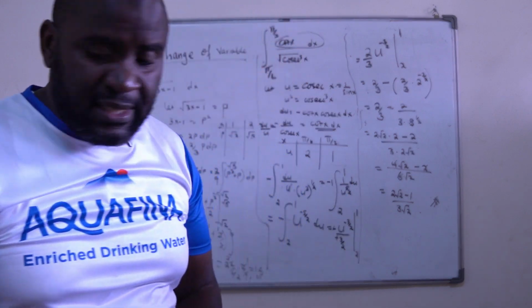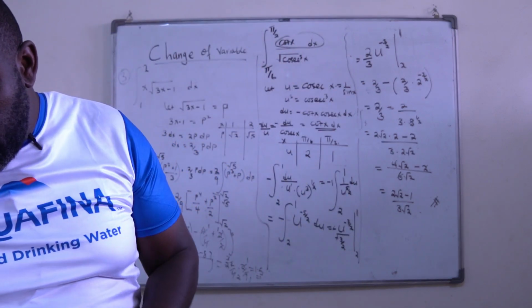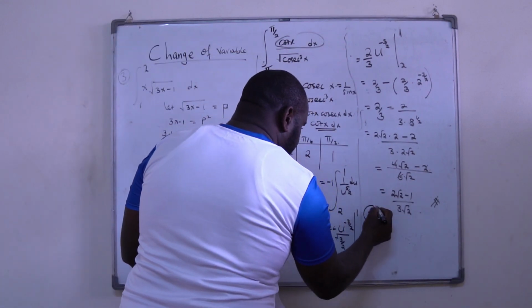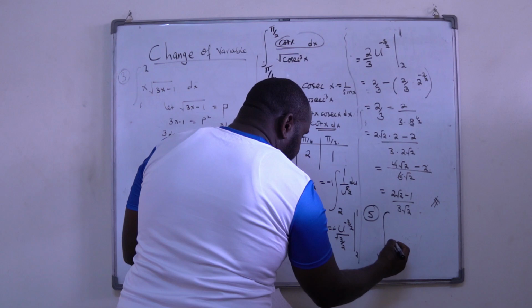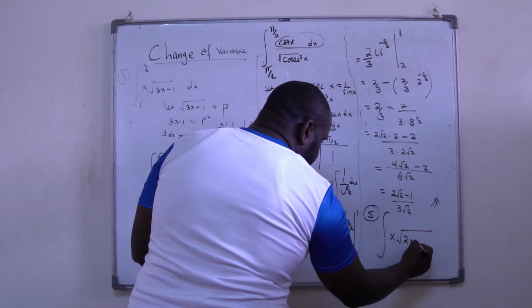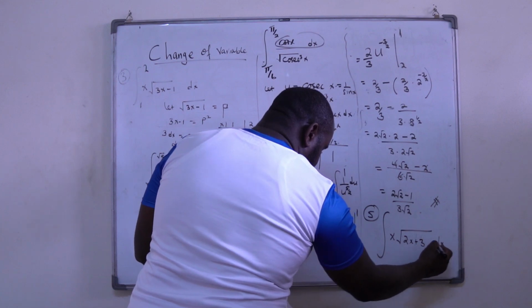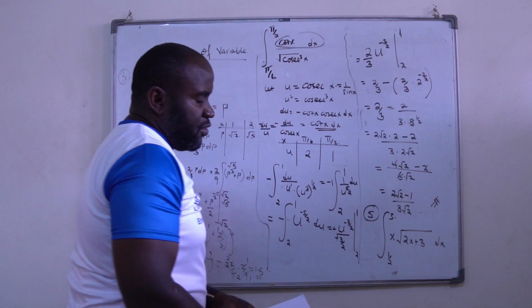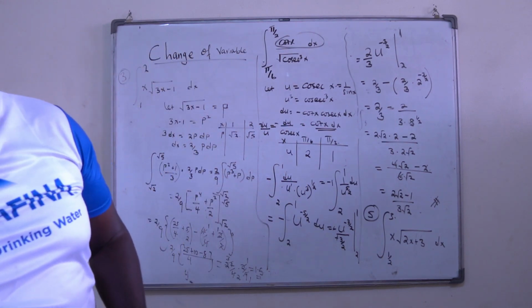And with that illustration, allow me to leave you with one question. Question 5 can be for the learners because of time. Integrate x root of 2x plus 3 with respect to x from a half to 3.